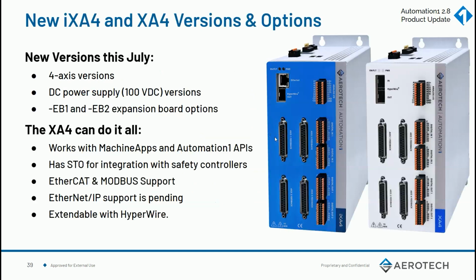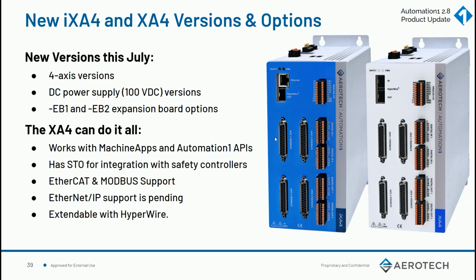And coming up, a product we're very excited about this July are the new IXA4 and XA4 versions and options. These versions and options include a 4-axis version of the drive. That's what's shown here in these images. We have an IXA4 on the left and an XA4 on the right. The difference being the IXA4 can run the full Automation1 iSMC controller. We're going to have DC-based power supply versions of these drives. The advantage being the DC-based versions don't have an internal power supply and end up being a little bit less expensive than the current AC power supply versions.